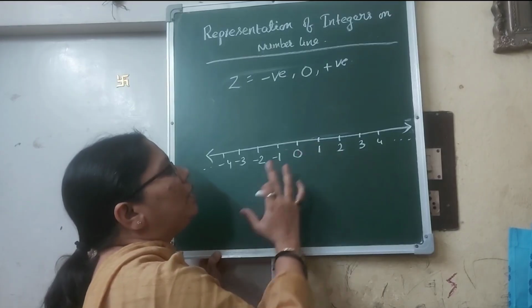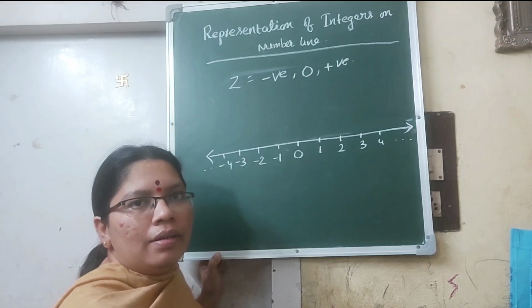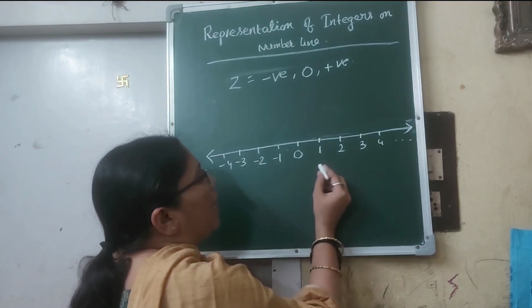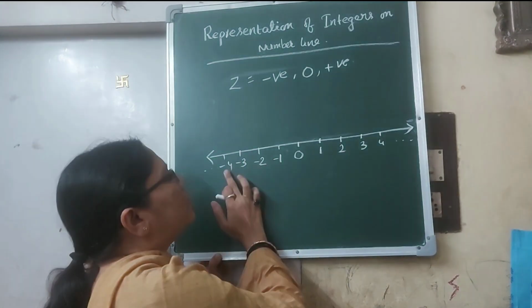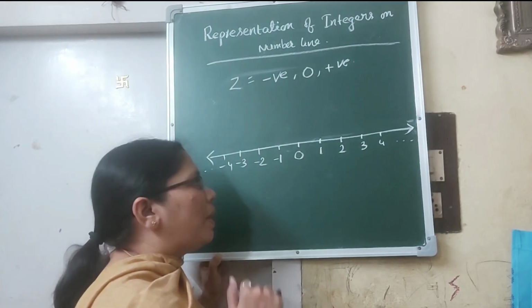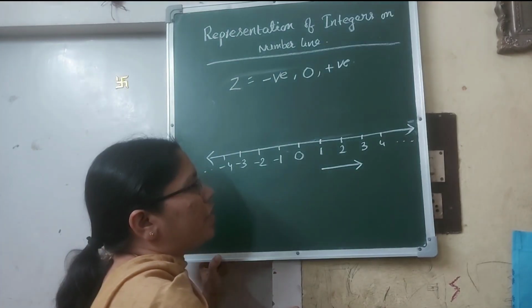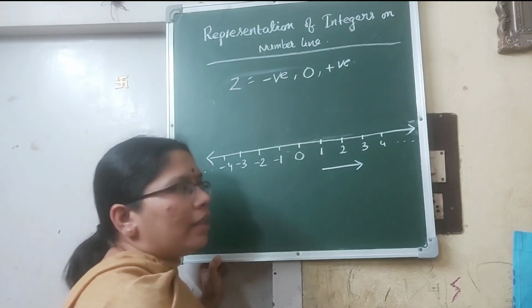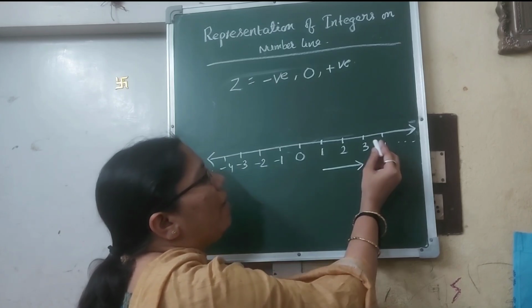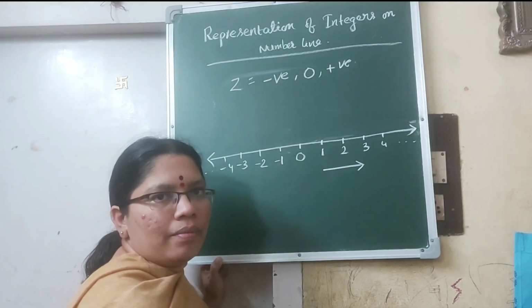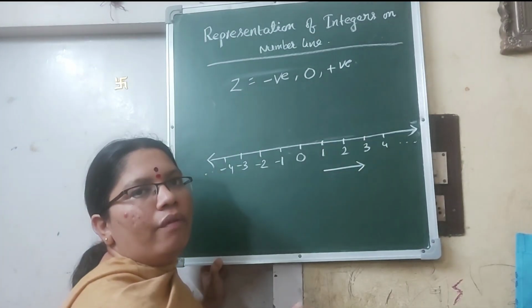By observing this, what have you observed by looking at this number line? The numbers on the right hand side of 0 are positive, and on the left hand side of 0 are negative. One more observation is, if we are moving in the right hand side direction, the value is growing. The value is increasing. So the value on the right hand side is more than the value on the left hand side.